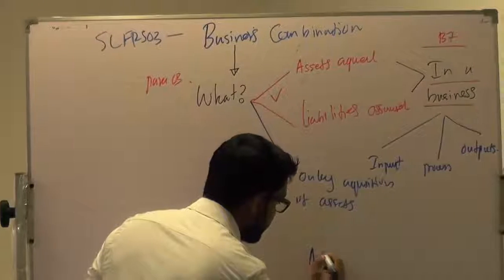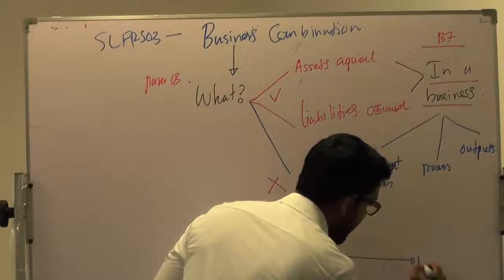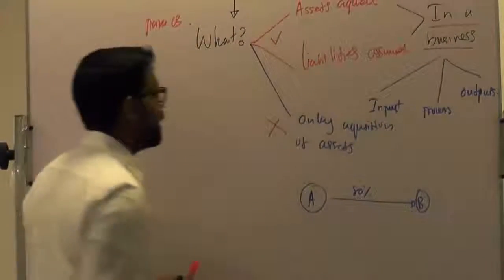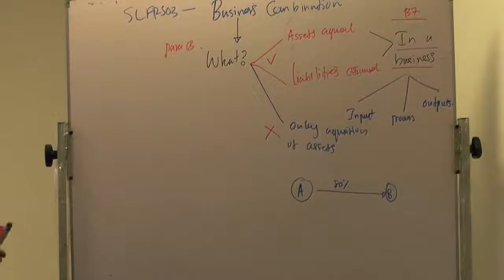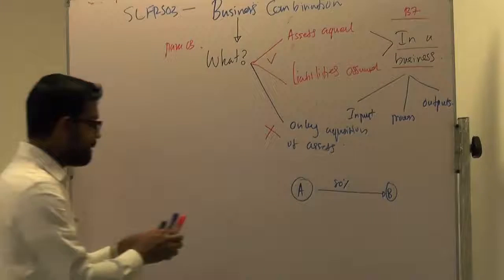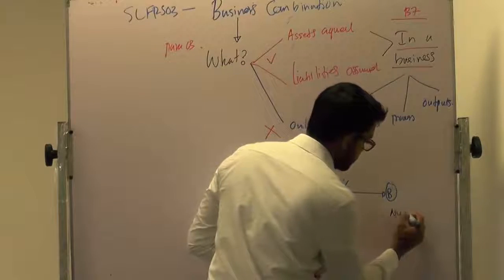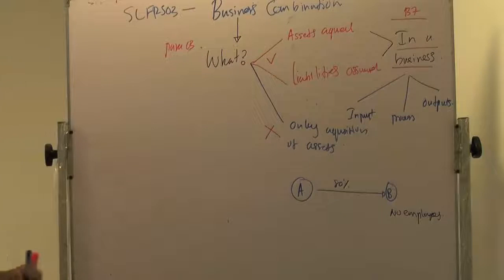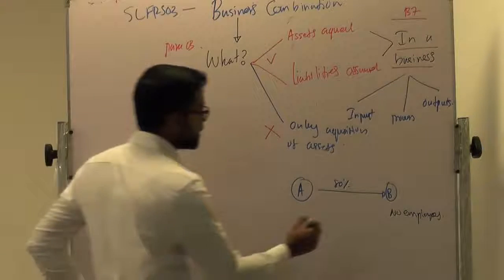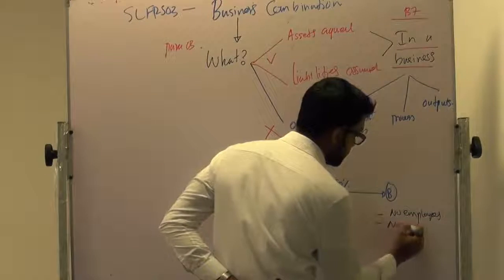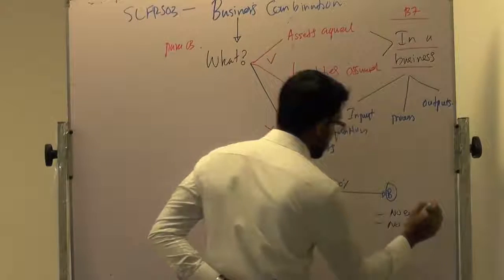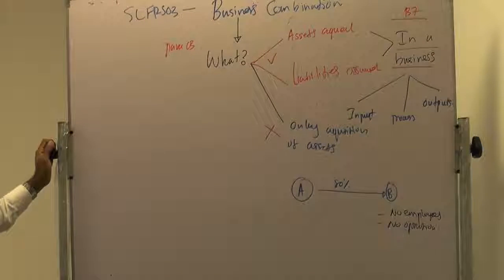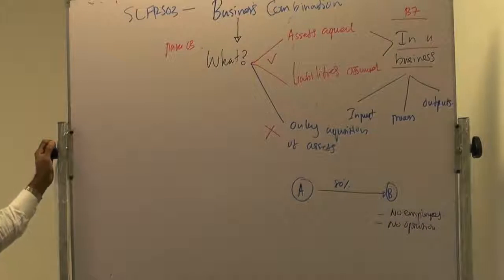Now, let us say A acquired 80% of shares of B, right? B doesn't have employees, no employees, right? And there is no operation still. It's a virtual company, right? No operations. A acquired 80% of B, will it be a business combination?